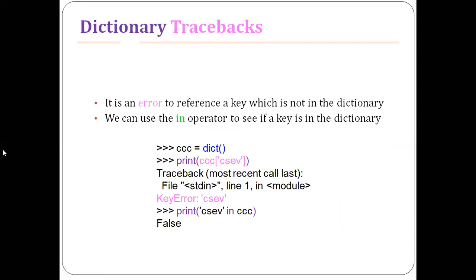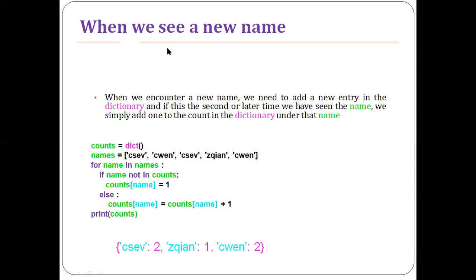To know whether a lookup tag is present in the dictionary or not, you use the name of the lookup tag followed by the keyword in, followed by the name of the dictionary. If the lookup tag is present in the dictionary, it will print the value True, else it returns False. Like this, you can check whether you have a new name.